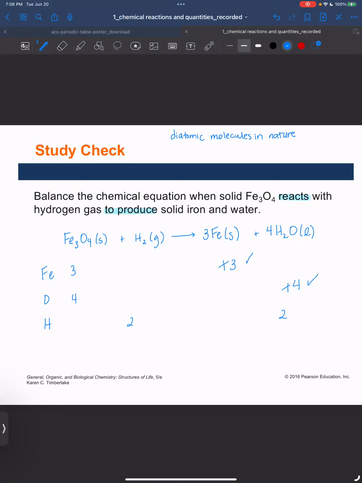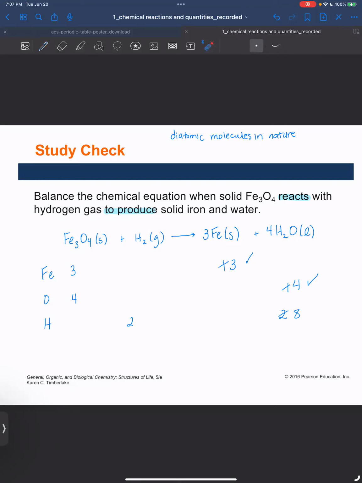But you may be like, wait a second, that also changes the number of hydrogens. That happens when you add a coefficient in front of a molecule that has more than one element: it's going to change the number of atoms for all the elements in that molecule. So not only do we now have 4 oxygens, but how many hydrogens do we have? We have 8, because 4 times 2 is 8.